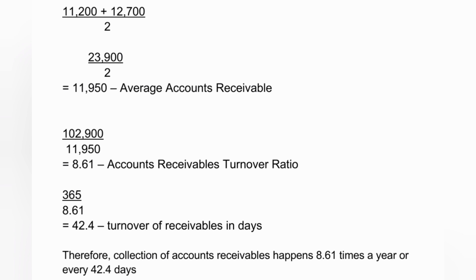In order to get the turnover of receivables in days, we just need to divide 1 year, which is 365 days, by our accounts receivable turnover ratio, which is 8.61. And the answer to that is 42.4. Therefore, the collection of accounts receivable happens 8.61 times a year, or every 42.4 days.